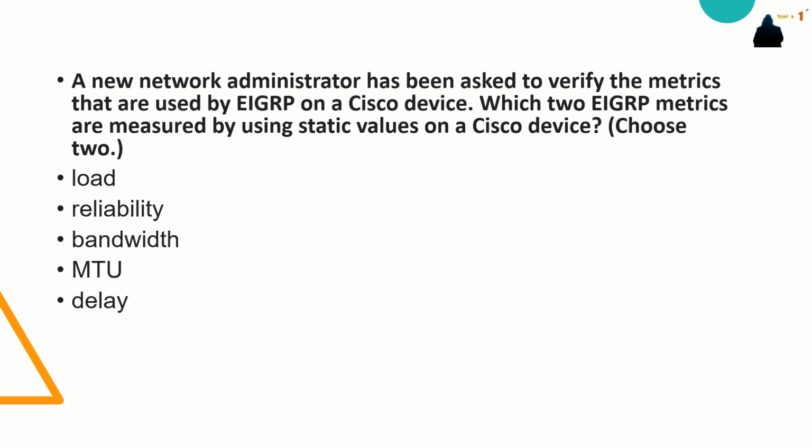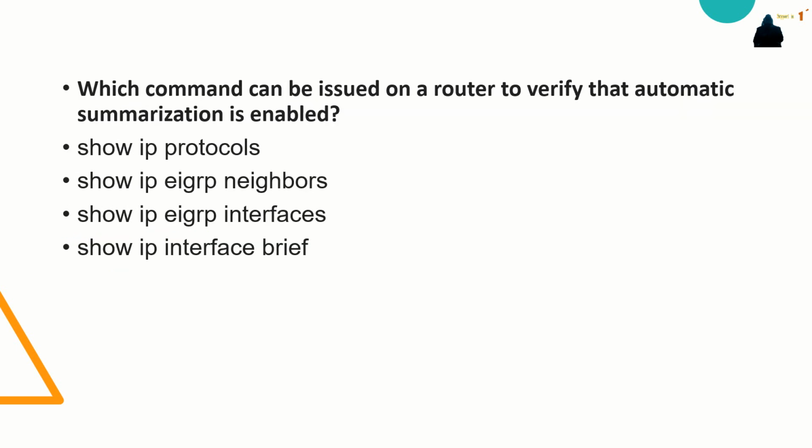A network administrator has been asked to verify the metrics that are used by EIGRP on Cisco devices. Which two EIGRP metrics are measured by using static value on Cisco devices? Bandwidth and delay are static values that are not actually tracked by a device. Load and reliability are tracked dynamically by a device over a default period of time. And also MTU is not used for EIGRP metrics, and the answer is bandwidth and delay.